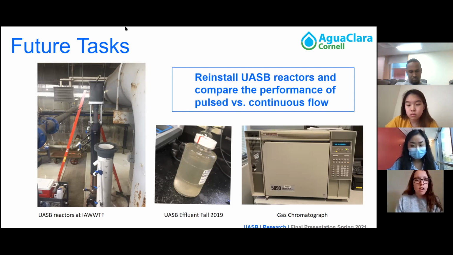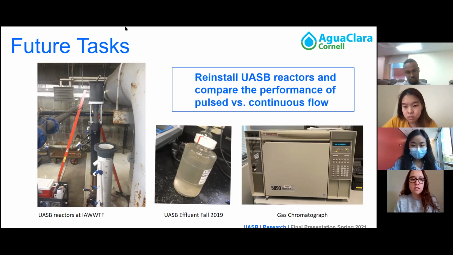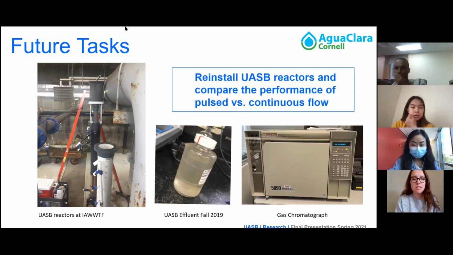A gas chromatograph is able to measure the relative percentages of methane, carbon dioxide, and other gases present. And for our situation, we ideally want a high percentage of methane in our biogas to maximize its efficiency and usefulness as an energy source.